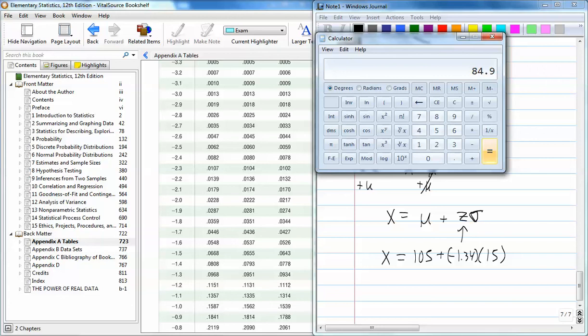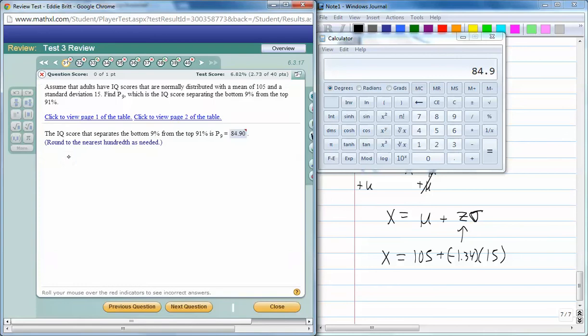And I got 84.9. Remember, we're using all kinds of rounded values, whether we know or not. So let's see if that's the exact answer. Yeah, that's the exact answer, 84.9. You see it does have a little error correction down there, so that's what all that little stuff is showing. Round to the nearest hundredth, so you want to add a 0 to that.